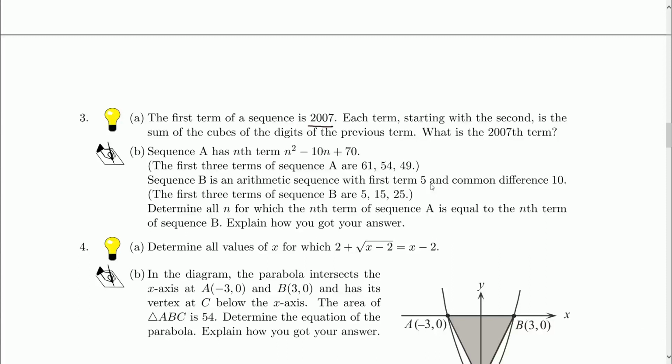All right, they're working in the year. Each term, starting with the second, is the sum of the cubes of the digits of the previous term. What is the 2007th term?